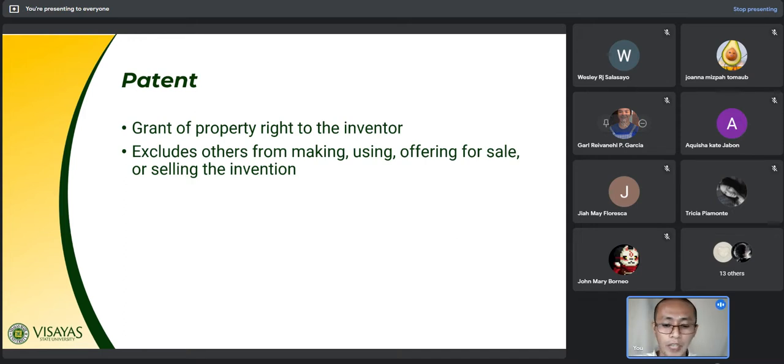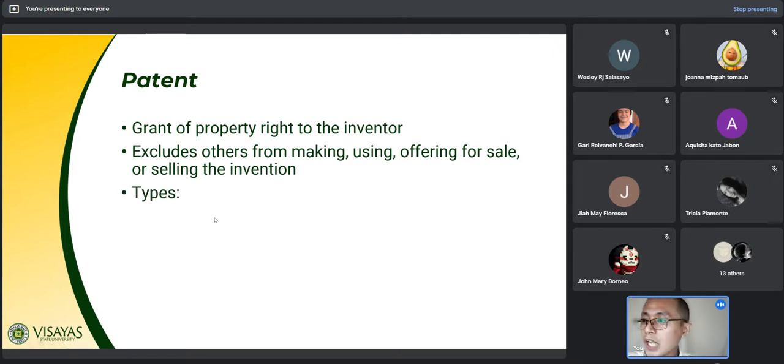Because, class, if you don't have a patent for your invention, others can create the same invention that you have created, sell them, and claim it as their own. Whereas, when you apply for a patent, class, kung naa nay patent ang maong material, dili na sila pwede mag-create og the same invention. At the same time, dili po sila makabaligya og makadistribute ani nga device because naa man nimo ang patent.